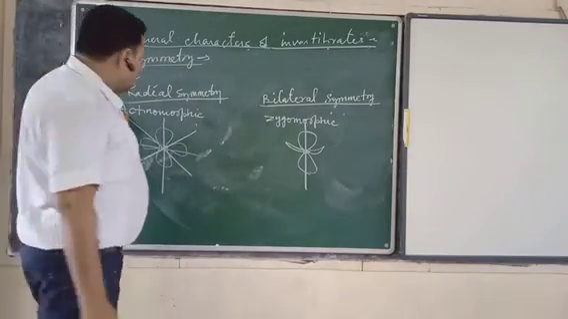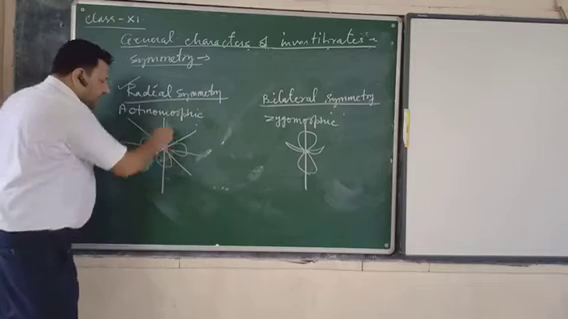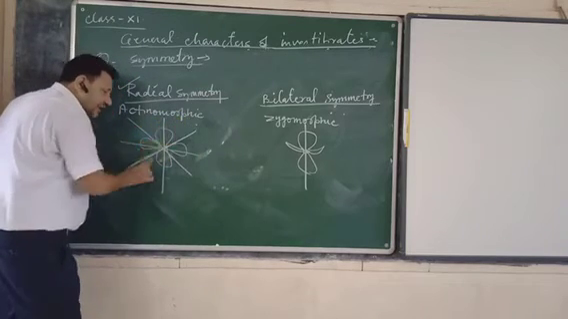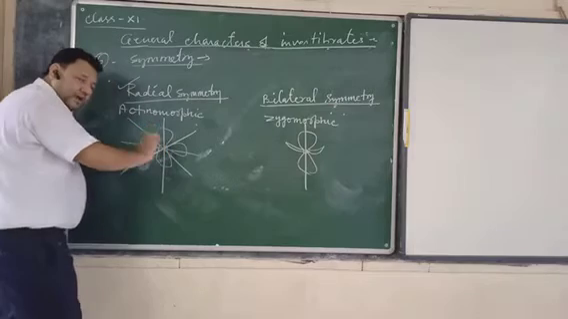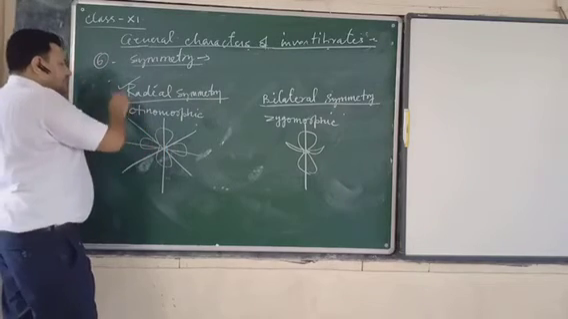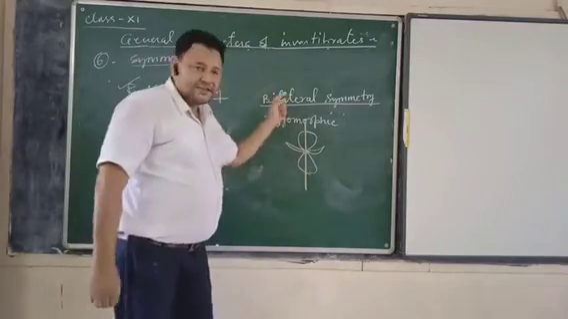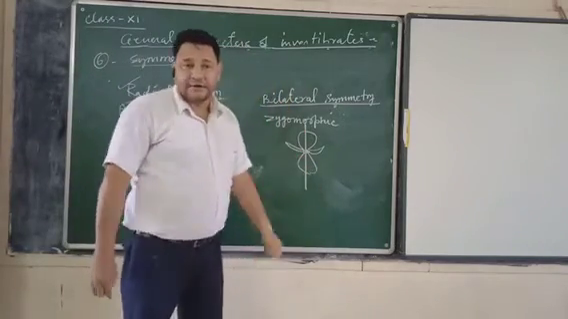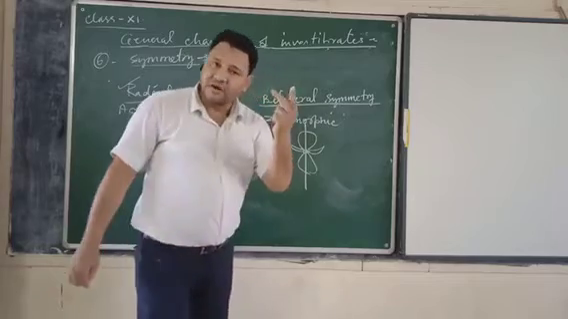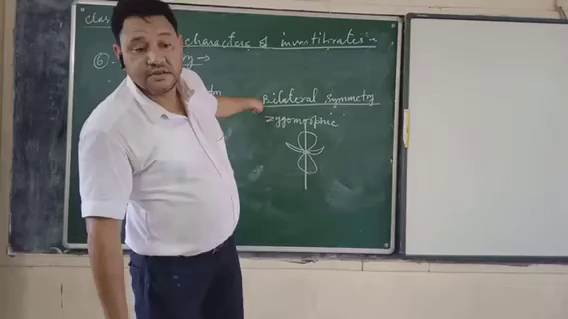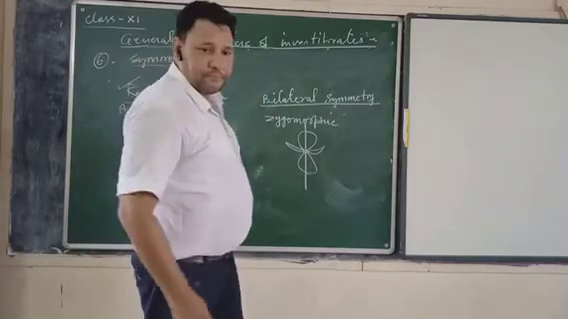Okay, so this was about the symmetry. Actinomorphic symmetry, in which from anywhere you are drawing a line passing through the center, this line will be able to divide the flower into two equal parts. The same will be known as radial symmetry. And only a single line that is passing through the center can divide this particular flower into two equal halves. Then it will be the zygomorphic, or you can say bilateral symmetry. Is that clear?